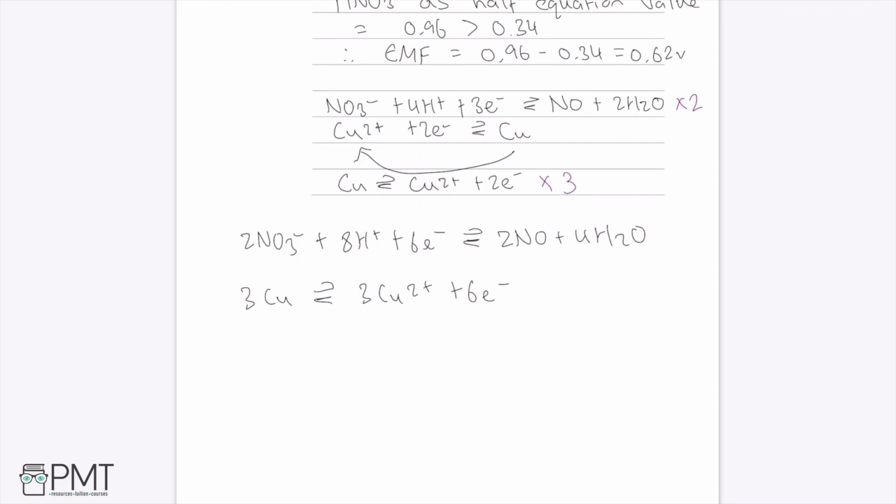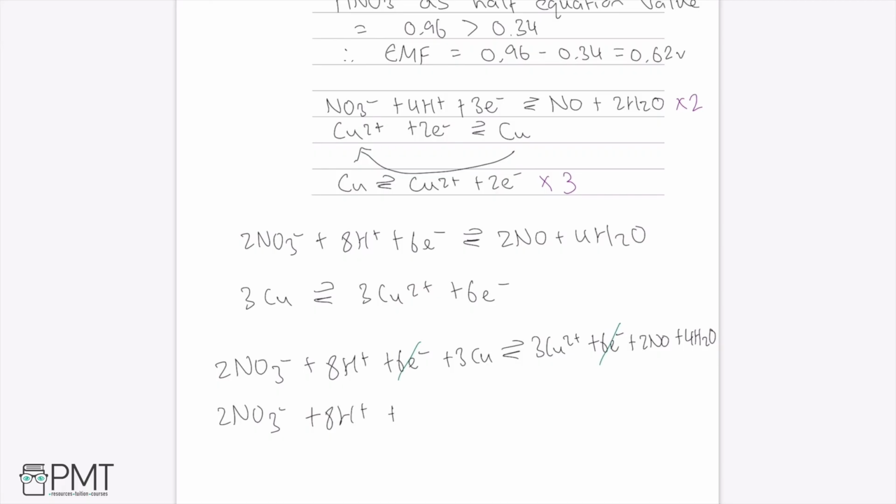Then what we need to do is to take all on the left-hand side of the equations and combine, and then take all on the right-hand side of the equations and combine. And doing this, we should get 2NO3- plus 8H plus 6e- plus 3Cu goes to 3Cu2+ plus 6e- plus 2NO plus 4H2O. Now we can also cancel out the electrons, and we can then be left with 2NO3- plus 8H plus 3Cu goes to 3Cu2+ plus 2NO plus 4H2O.